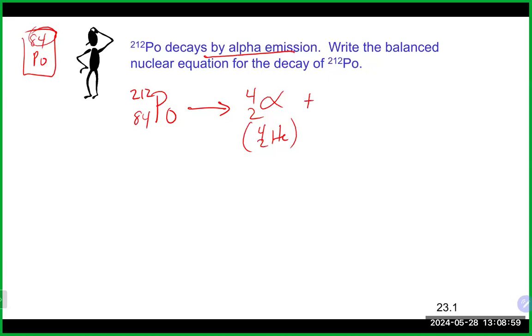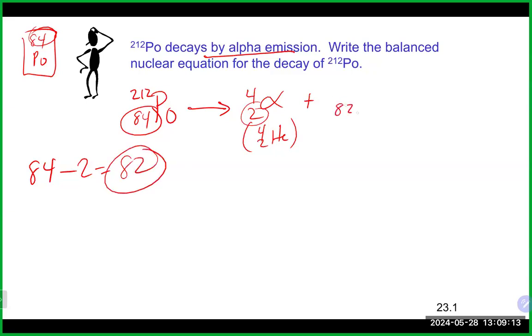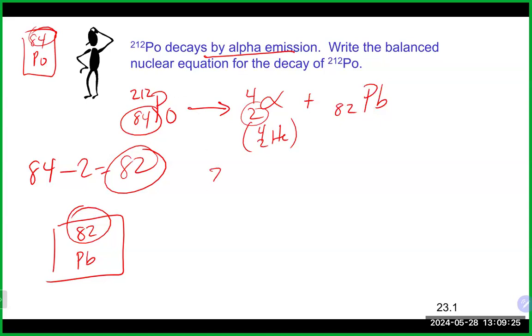So now we have pretty much most of our equation set up. We could attack the atomic number. So I have 84 on the left. I have 2 on the right. Means that my missing atomic number is 82. I once again could go to the periodic table and find 82, which you will see lead is there at number 82. And now I could do my mass number. I have 212 on the left minus 4. That's a 208, I believe.